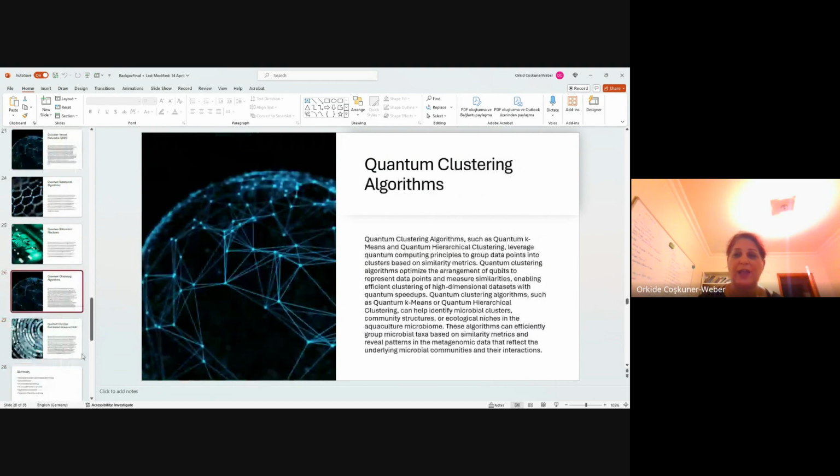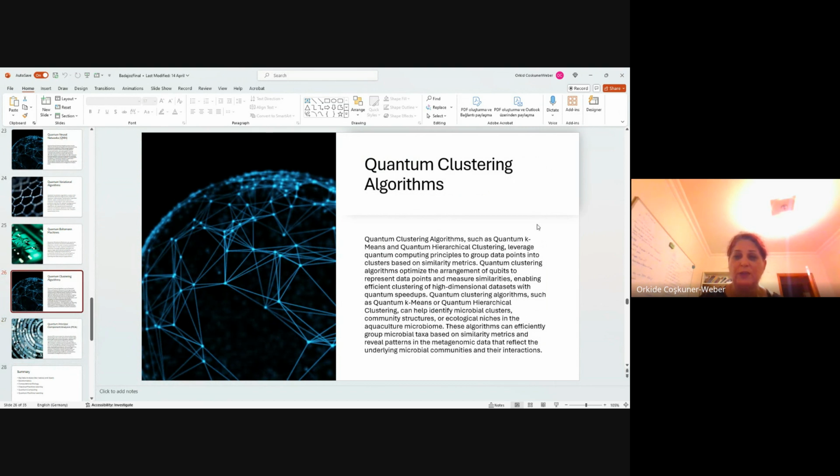Quantum clustering algorithms, such as quantum k-means and quantum hierarchical clustering, leverage quantum computing principles to group data points into clusters based on similarity metrics. Quantum clustering algorithms optimize the arrangement of qubits to represent data points and measure similarities, enabling efficient clustering of high-dimensional data sets with quantum speedups.